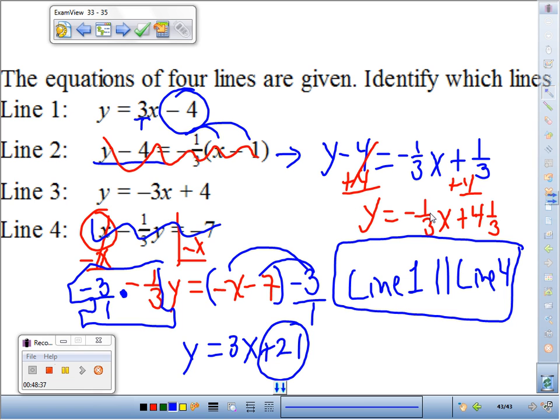And let's check the other two. What is the slope of the second one? Negative 1/3, and the third one, negative 3, so they're not parallel. That's why the only ones are this one and that one. Everybody got it? Okay.